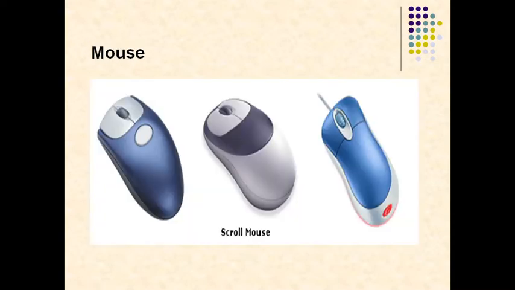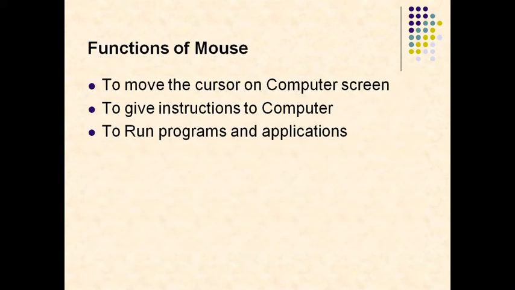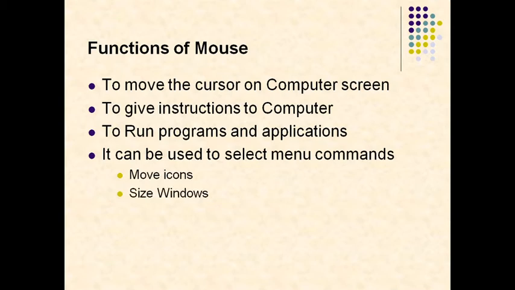Now this is the next slide. In the next slide, it is showing the pictures of different types of mouse, that is, models of mouse you can see here. Scroll mouse. Different types of mouse you can see here. These are the mouses existing in the market. Okay, students. Now, what are the functions of mouse? Let us come to the actual topic.